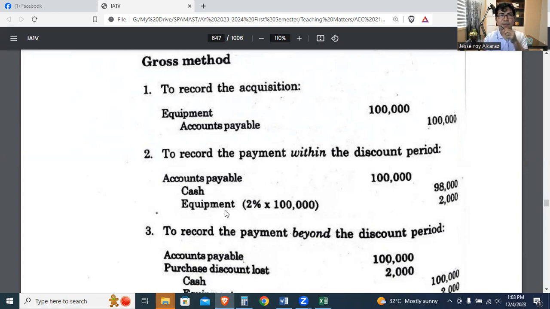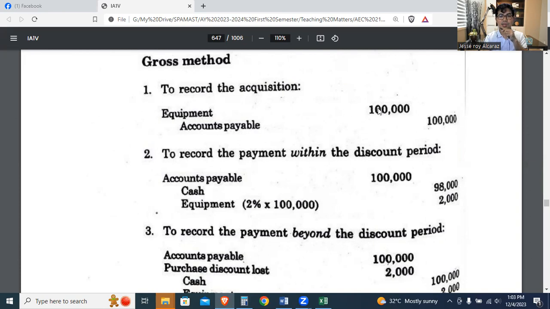Okay? If you can remember and recall in our discussion of accounts receivable, when a discount is availed, we usually record it as income. So, it is purchase discount. Purchase discount, or whatever, I forgot the account. Basically it is usually recorded as an income. But this time, our treatment of the discount is a reduction of the equipment.